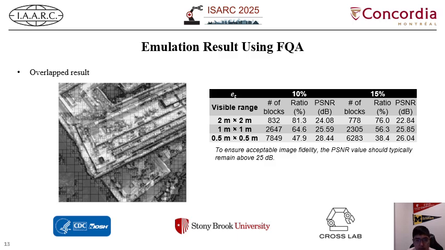So here is the result. In our simulation, FQA reduced the number of required image acquisitions by up to 35% compared to uniform zigzag scanning, while maintaining image fidelity above 25 dB PSNR. To ensure acceptable image fidelity, the PSNR value should typically remain above 25 dB, which our result achieves.